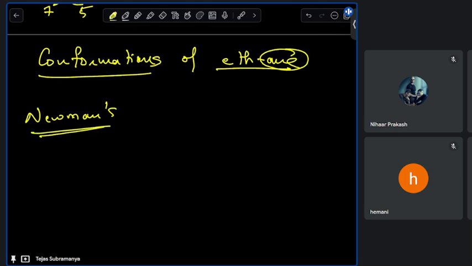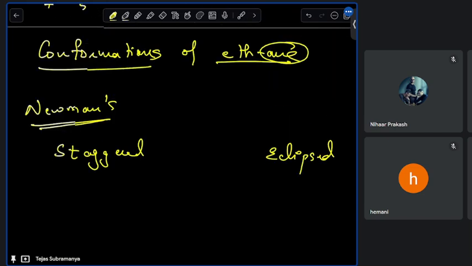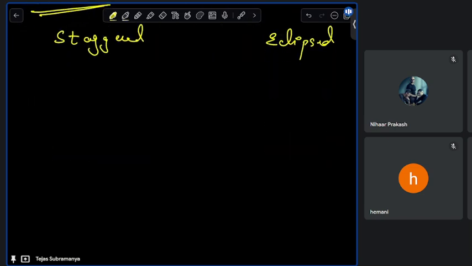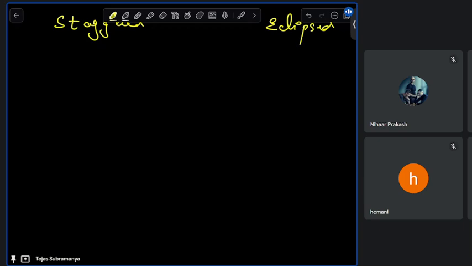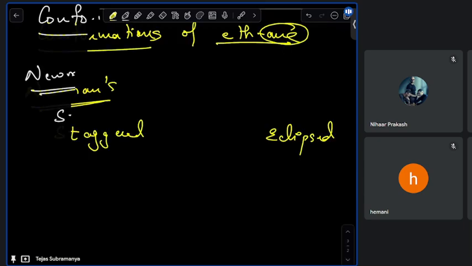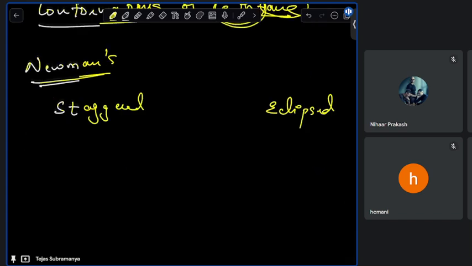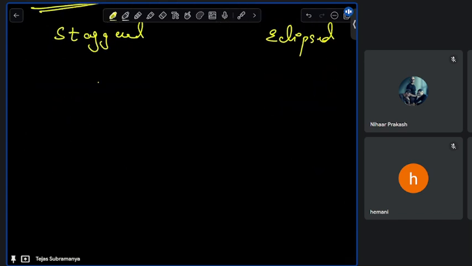Fine. How does the projection look? It depends on a few forms. Listen up. There are forms called staggered, S-T-A-G-G-E-R-E-D, and a form called eclipsed. So it's actually called staggered conformation and eclipsed conformation. That's a direct question. So how do you write it? You will take a compound which has two carbons. Obviously, it is ethane. That's the reason we use ethane, no? Getting it? So one carbon behind, one in front.